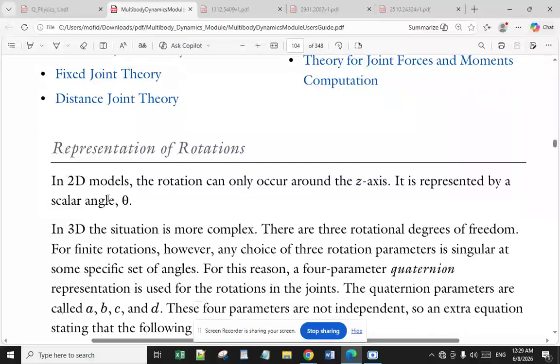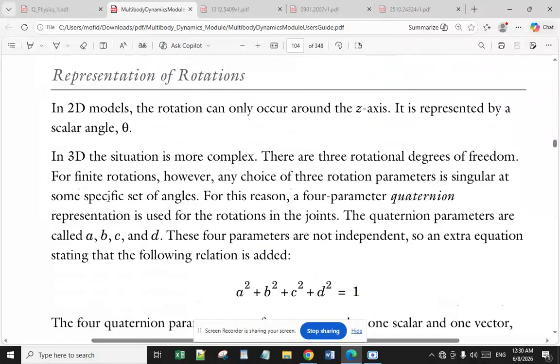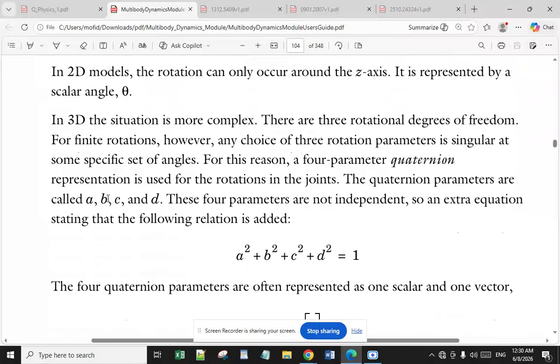Representation of rotations. In two dimensions, models, the rotation can only occur around the z-axis. It is represented by a scalar angle theta. In three dimensions, the situation is more complex. There are three rotational degrees of freedom. For finite rotations, however, any choice of three rotation parameters is singular at some specific set of angles. For this reason, a four-parameter quaternion representation is used for rotations in the joint.